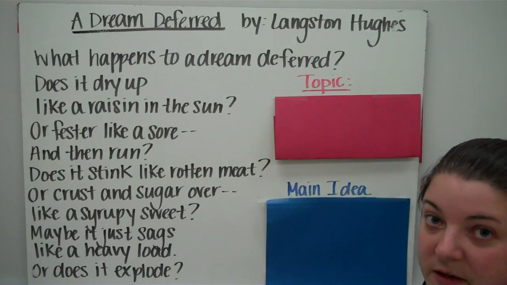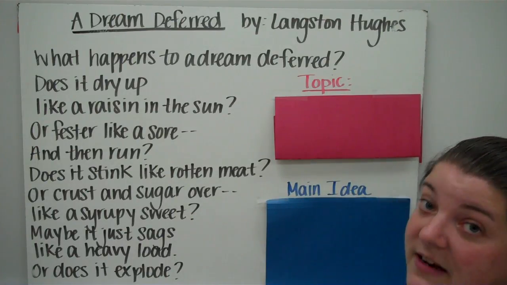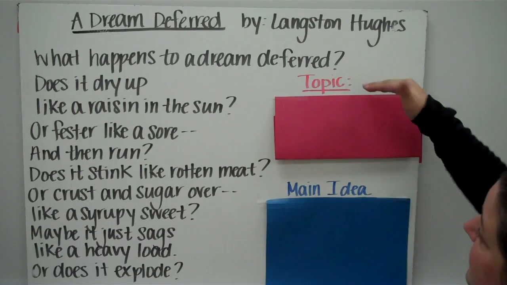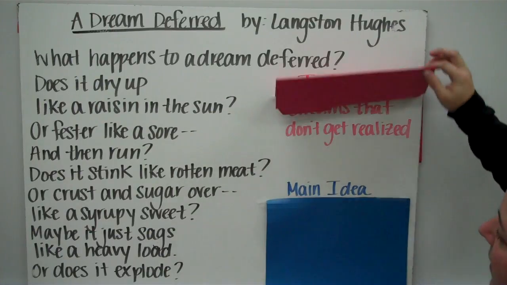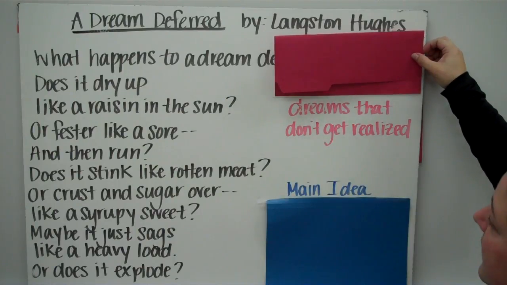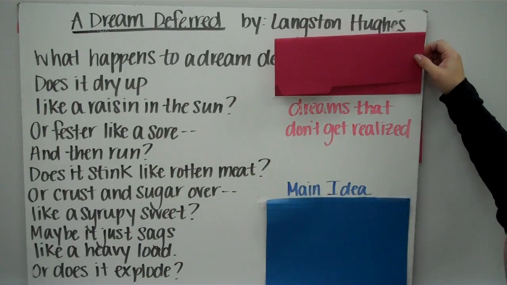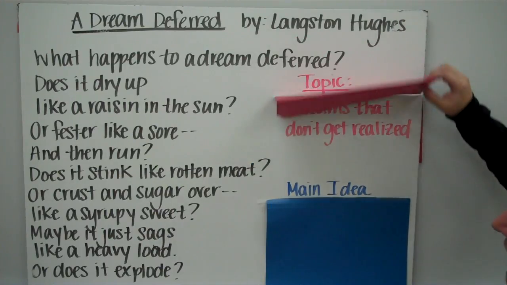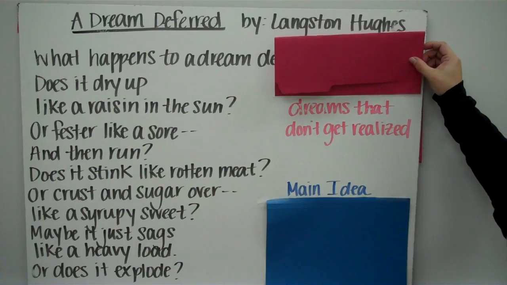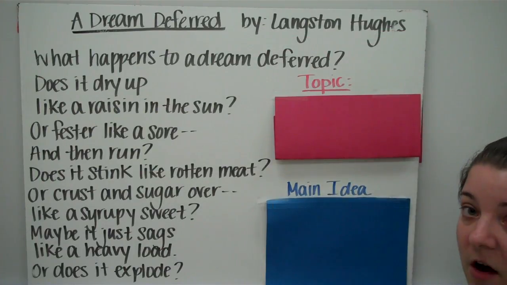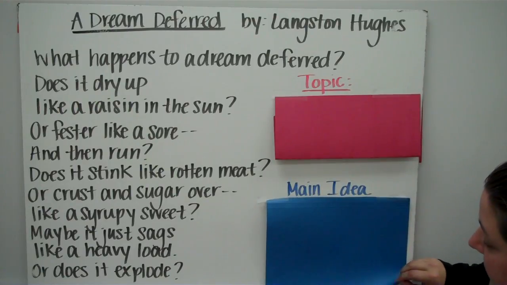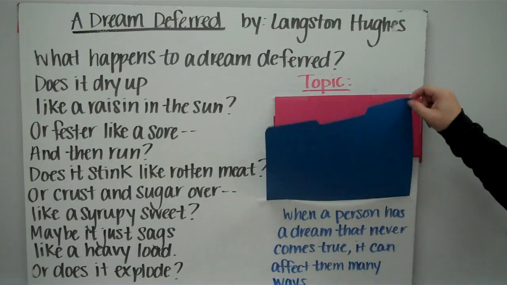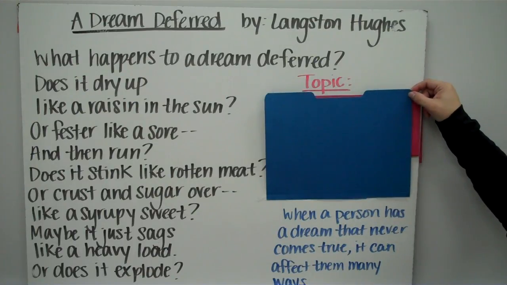Now, this poem is about dreams that never happen. They never end up getting realized. So, topic here. Well, our topic, who, what, when, where, why, how. Our topic is dreams that don't get realized. Well, what's the main idea then? If our main idea is not dreams that don't get realized, what's the life lesson I'm supposed to learn? What's the author trying to tell me? Well, that would be the main idea. And the main idea in this is that when a person has a dream that never comes true, it can affect them in many ways.